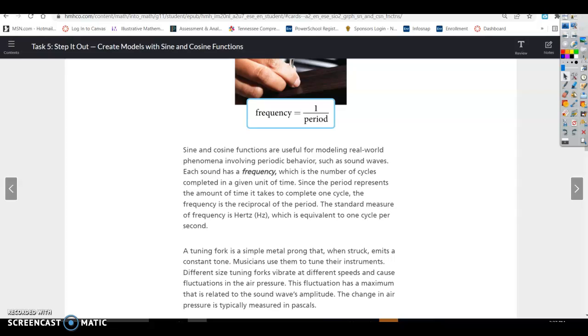Sine and cosine functions are useful for modeling real-world phenomena involving periodic behavior such as sound waves. Each sound has a frequency, which is the number of cycles completed in a given unit of time. Since the period represents the amount of time it takes to complete one cycle, the frequency is the reciprocal of the period. The standard measure of frequency is hertz, which is equivalent to 1 cycle per second.